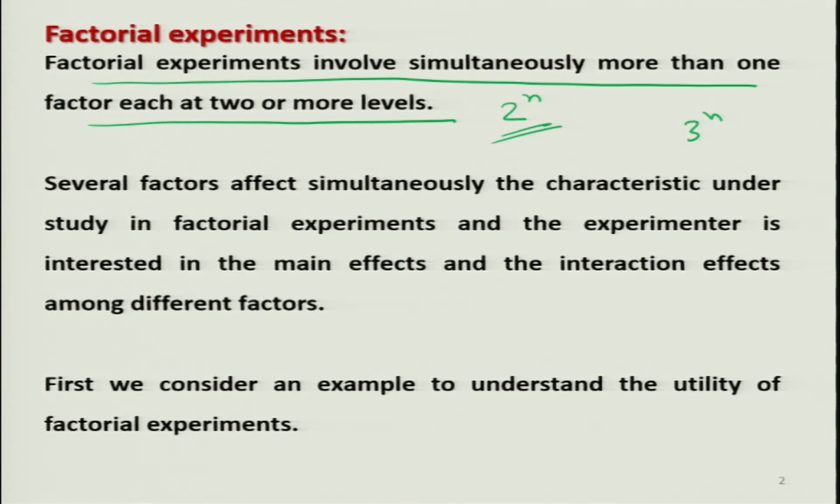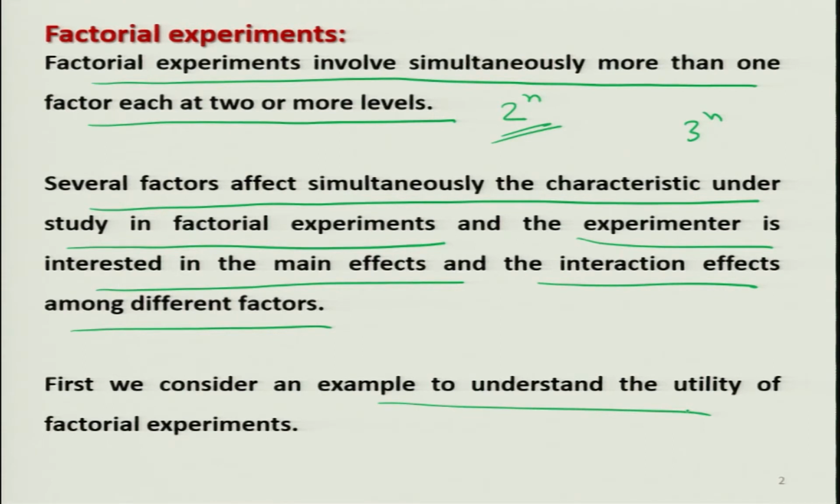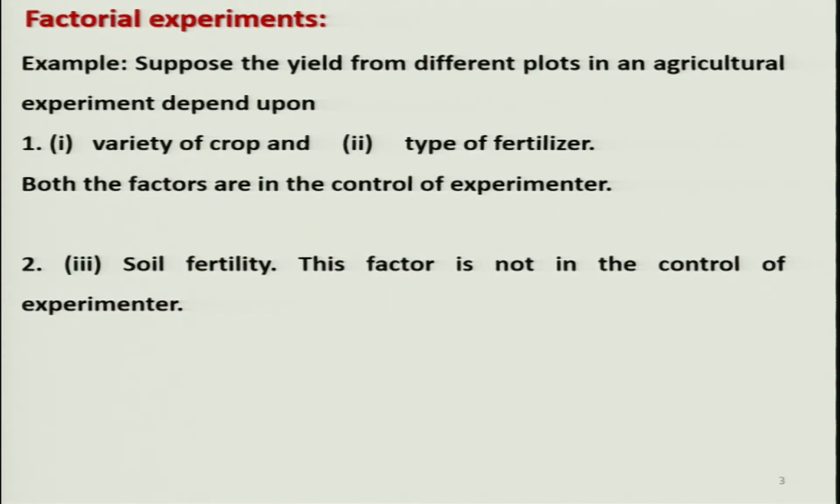So, now we have a situation where several factors simultaneously affect the characteristic under study in the setup of a factorial experiment, and the experimenter is interested in the main effects and the interaction effects among different factors, right. So, first we try to consider an example to understand the utility of factorial experiments. Suppose the yield from different plots in an agricultural experiment is to be studied, and we know that this yield is going to depend upon the variety of crop and the type of fertilizer.